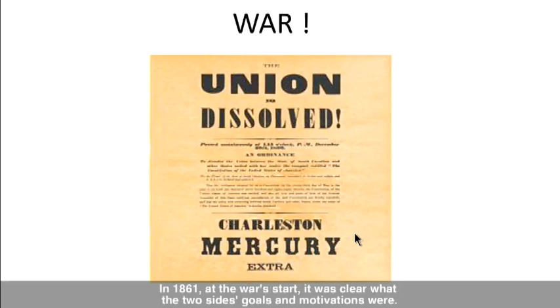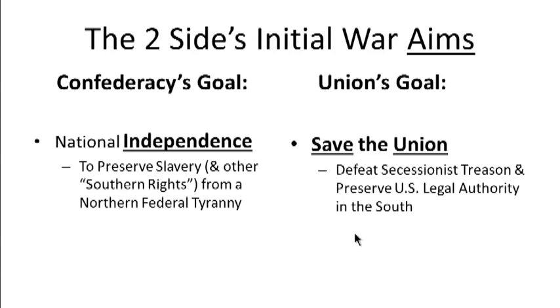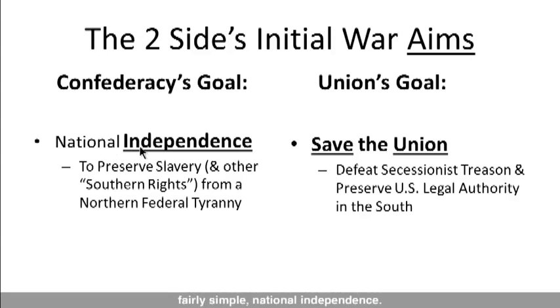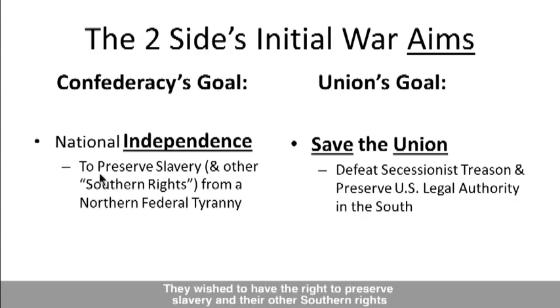In 1861, at the war's start, it was clear what the two sides' goals and motivations were. The two sides' initial war aims were, first, let's look at the Confederacy's, fairly simple: national independence. They wished to have the right to preserve slavery and their other Southern rights from a U.S. government dominated by a hostile Northern tyranny, they argued.